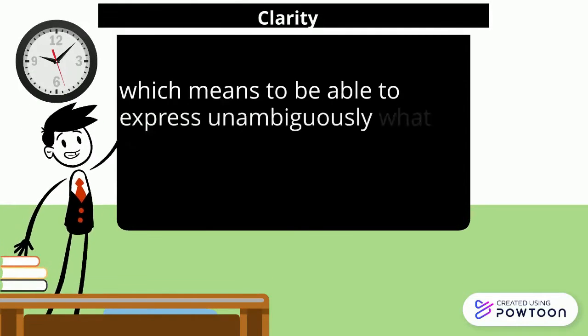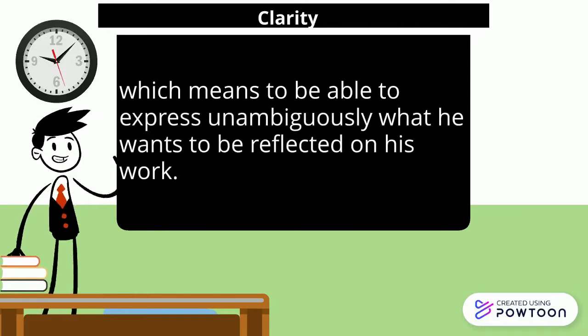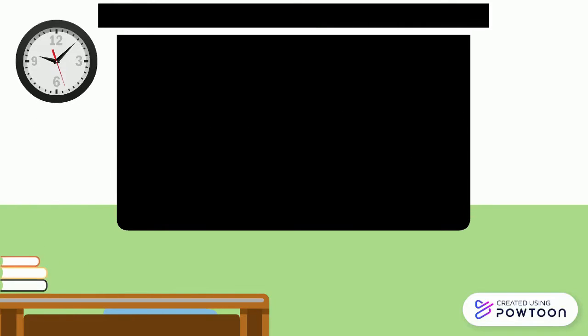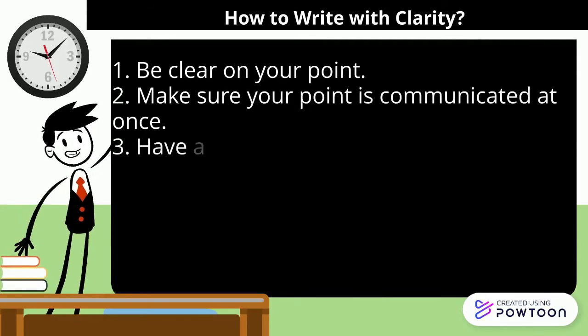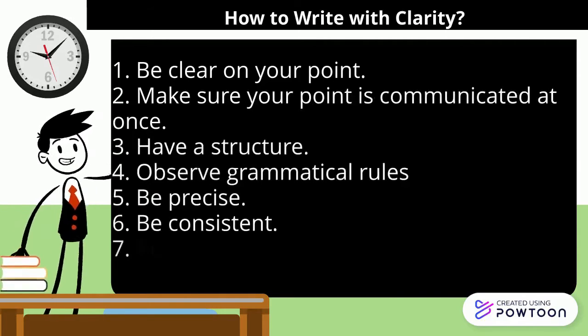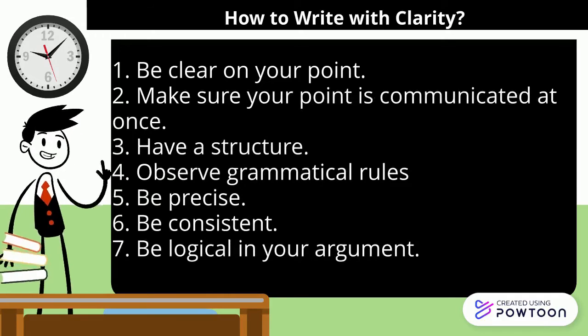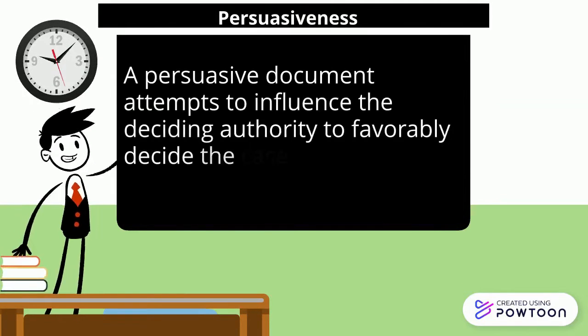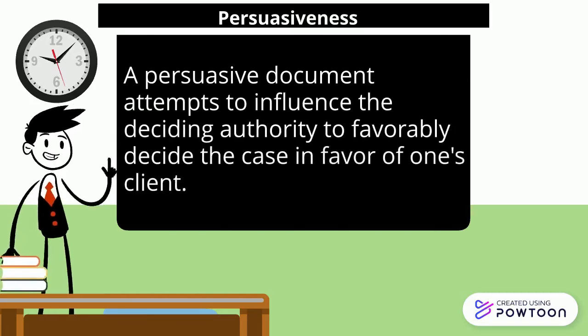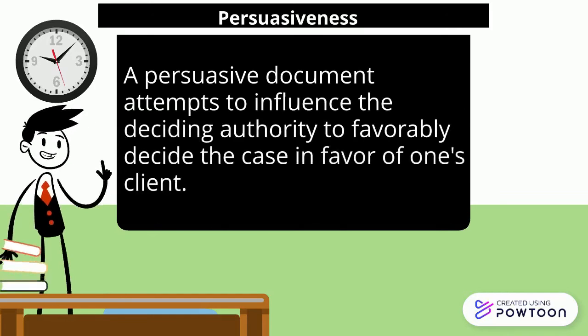Clarity, which means to be able to express unambiguously what he wants to be reflected on his work. How to write with clarity. Number 1, be clear on your point. Make sure your point is communicated at once. Have a structure. Observe grammatical rules. Be precise. Be consistent. Be logical in your argument. Persuasiveness. A persuasive document attempts to influence the deciding authority to favorably decide the case in favor of one's client.